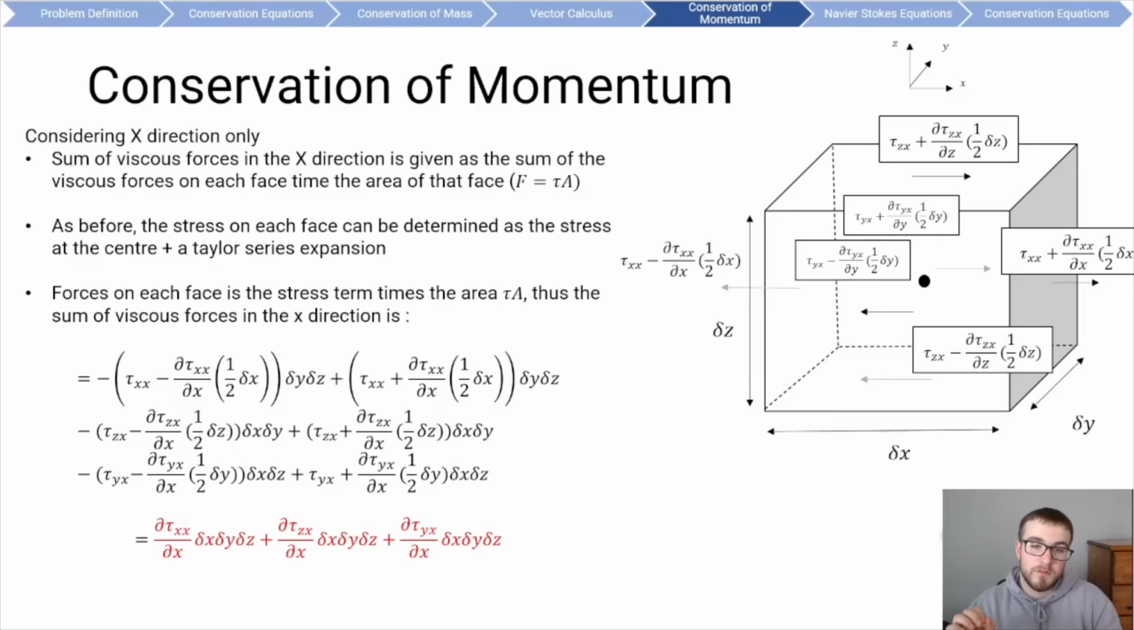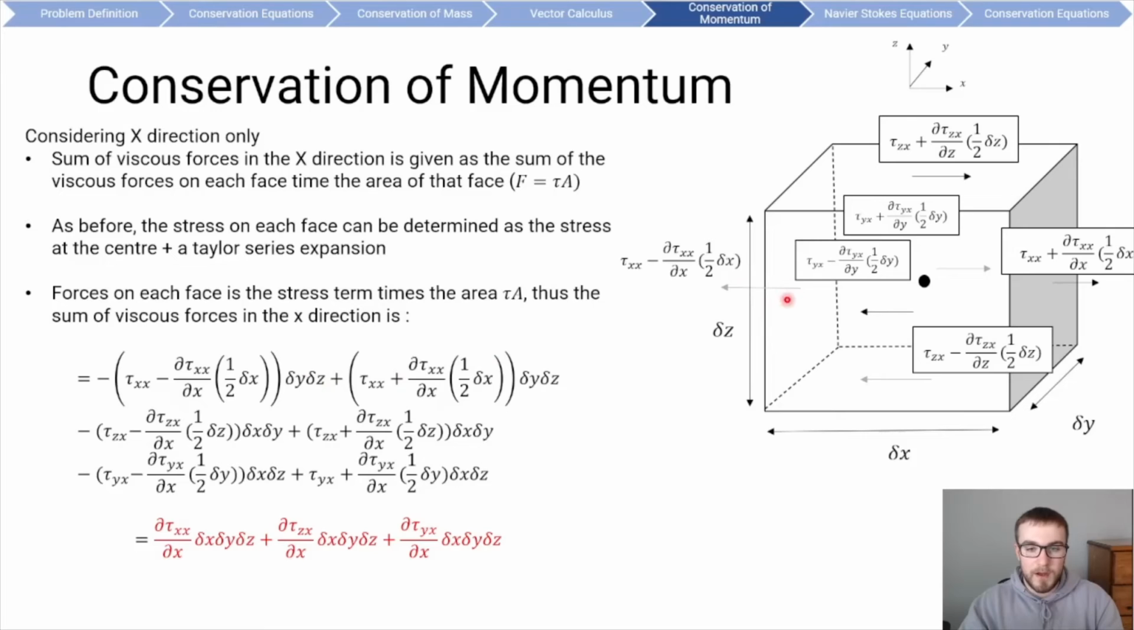Now, if we know the viscous stresses acting on the element, then we can determine the viscous forces by simply multiplying the stress by the area, right? Taking a look at the viscous stresses in the x direction only, we have to take into account all terms which have x as their second subscript, as this indicates the direction. Let's look at the terms of the viscous forces acting in the x direction.